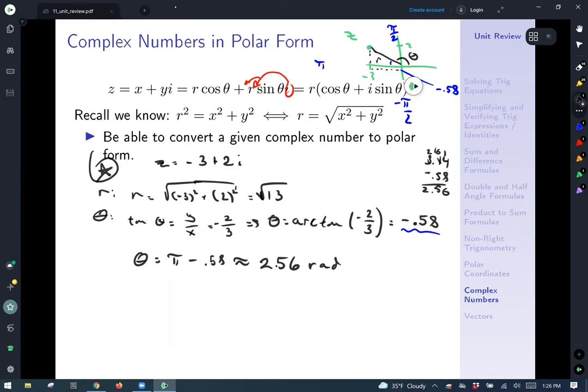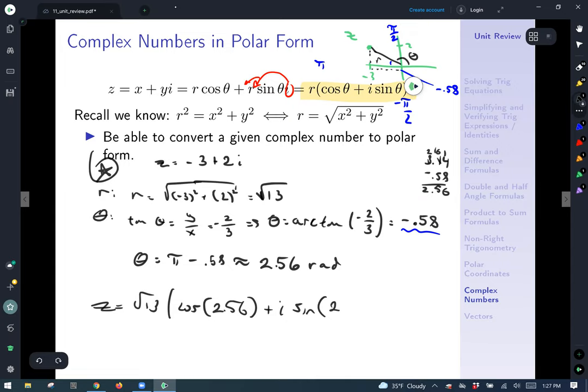Oh, I didn't actually put it in polar format. Well, polar format would be to replace theta and r into that formula, and you've got it. So z is equal to the square root of 13 times cosine of 2.56 plus i sine of 2.56. If you were to fire up a calculator and simplify this, what would you get?